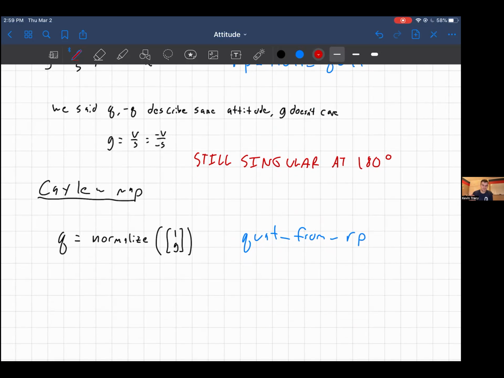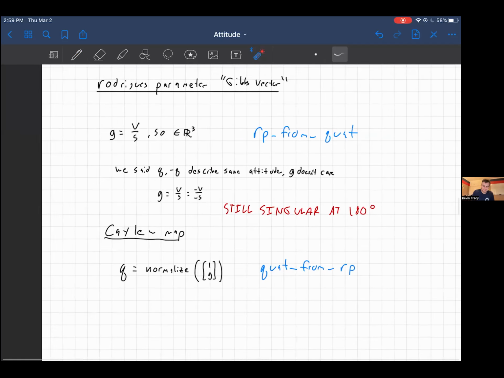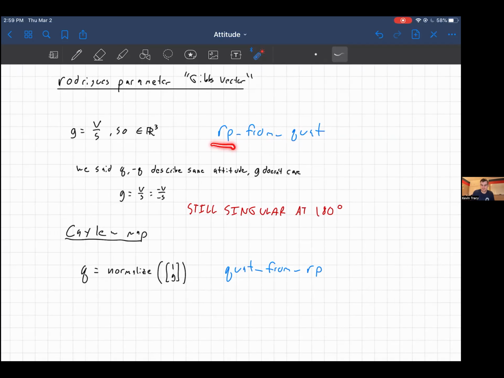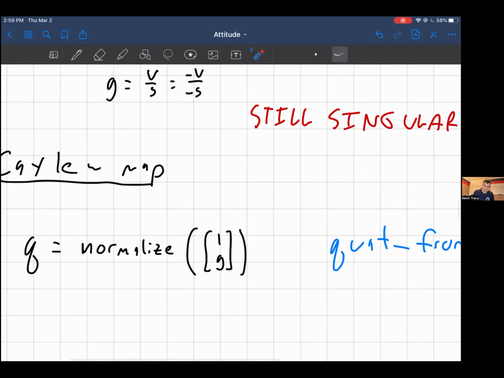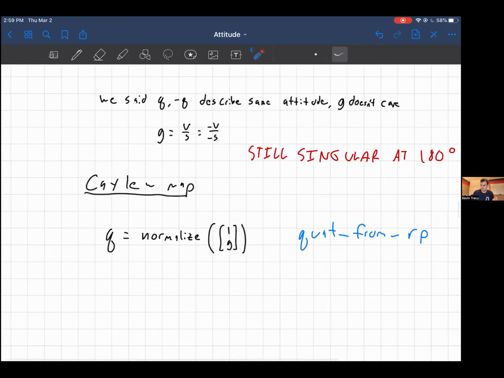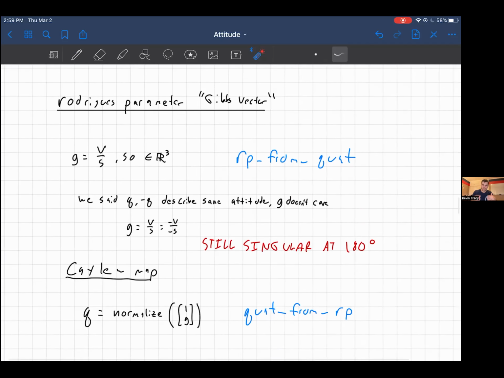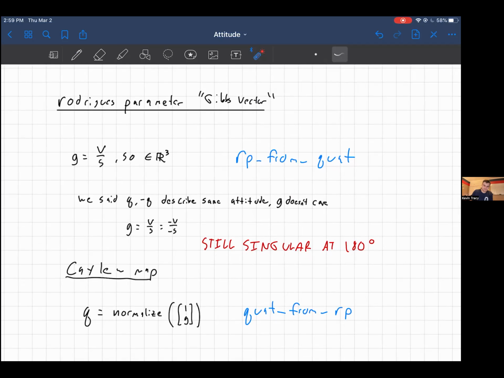Okay, thanks. And then we have what's called the Cayley map. This is the way that we can go. Up here we define how we get a Rodrigues parameter from a quaternion, and this is how we get a quaternion from a Rodrigues parameter. And it's super simple. We just normalize a 4-dimensional vector where 1 is the scalar part and G is the vector part. So super straightforward. This is what we'll need to know about Rodrigues parameters.